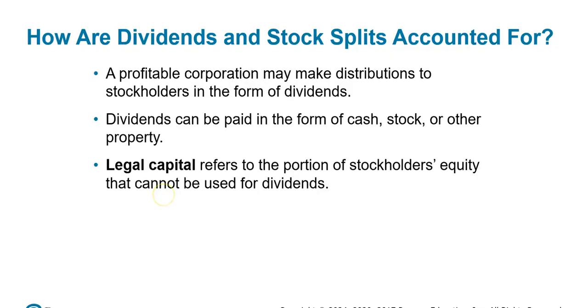A profitable corporation may make distributions to stockholders in the form of dividends. This would be the equivalent of withdrawals from the sole proprietorship. Stockholders may or may not receive dividends. The company would have to declare a dividend in order for them to receive it. Dividends can be paid in the form of cash, stock, or other property. We'll be looking at cash at this point. Legal capital refers to the portion of stockholders' equity that cannot be used for dividends.